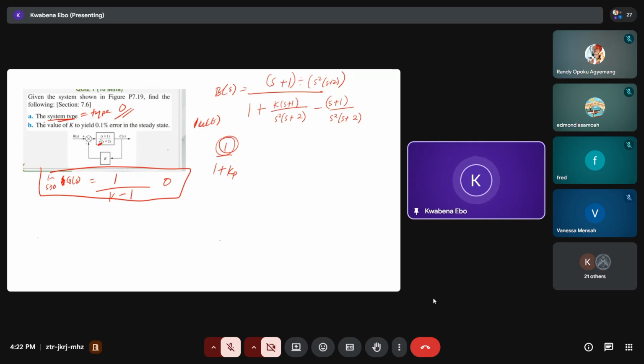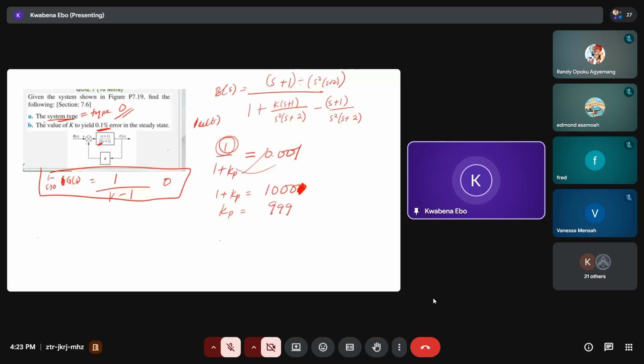So it will be 1 over 1 plus Kp equals 0.001, because they gave it to us as a percentage. I'm not really sure whether we are supposed to write just 0.1 or change it to decimal, but just to be safe, let's do this. So that means that 1 plus Kp is equal to 1000. We just brought this down here. So this equals this, which means that Kp equals 999.